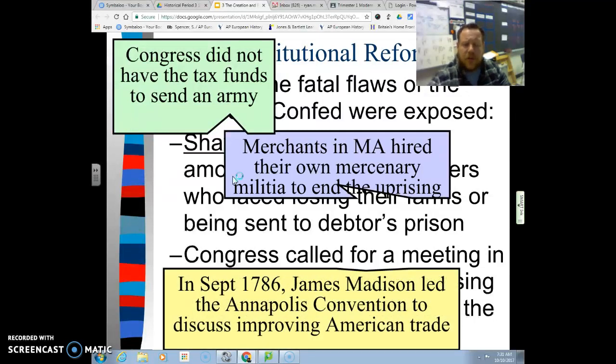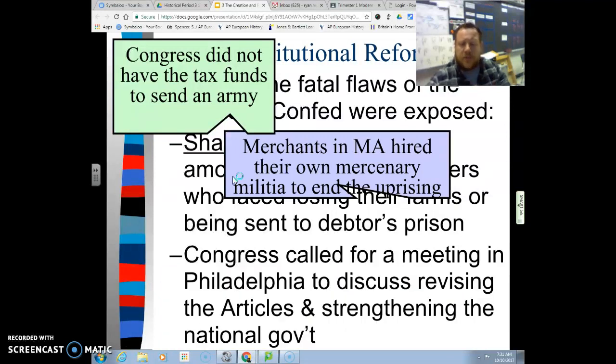And so we start with something called the Annapolis Convention, 1786. James Madison led this group. They met in Annapolis, Maryland. It was supposed to be about trade originally, a way to improve American money and the American economy. But by the end, they called for a meeting in Philadelphia to discuss the Articles and revise them.